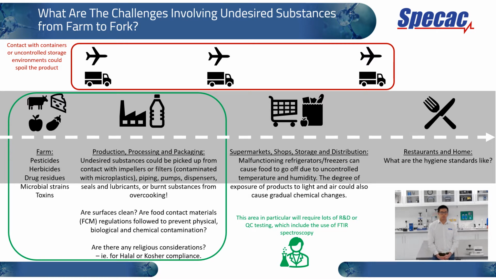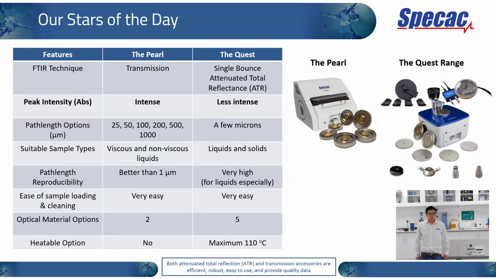So we think our products could provide a solution at this stage of the farm to fork process in particular. The stars of the day include the PEL liquid transmission accessory and also the Quest single bounce ATR accessory. Now, if you managed to join our webinar last month in April, where we looked at the analysis of lubricant oils and fish oils using the PEL, you'd be quite familiar with this slide already. But I just want to emphasize some of the key features, including the peak intensity.